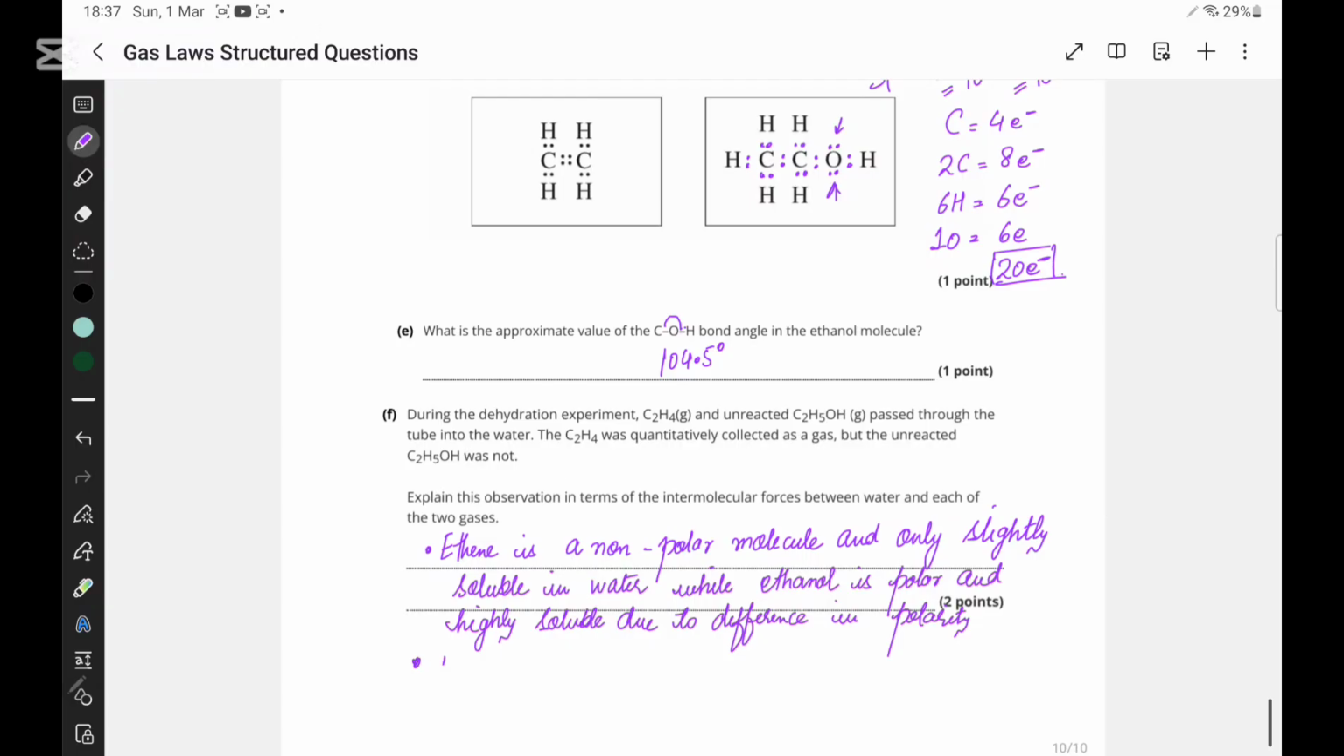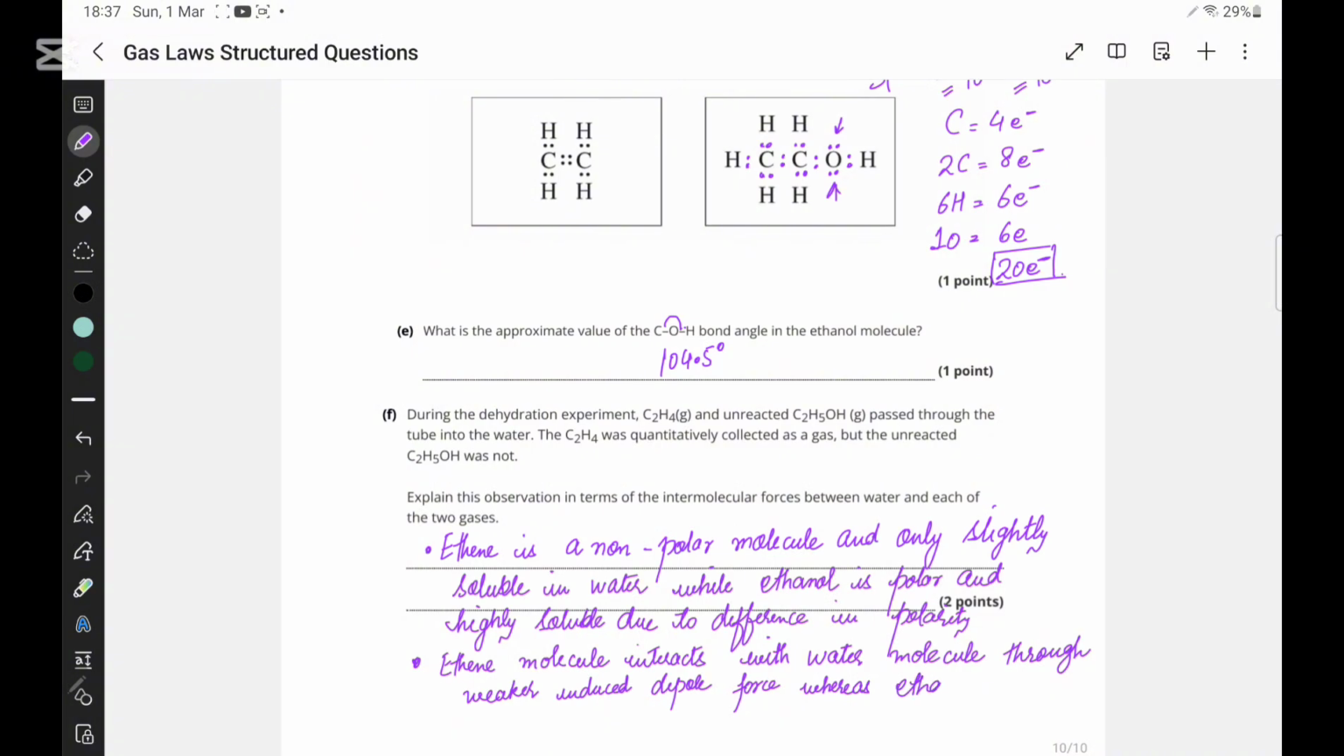Then the ethene molecule interacts with water molecules through weaker induced dipole forces, whereas the ethanol molecule dissolves in water due to hydrogen bonding.